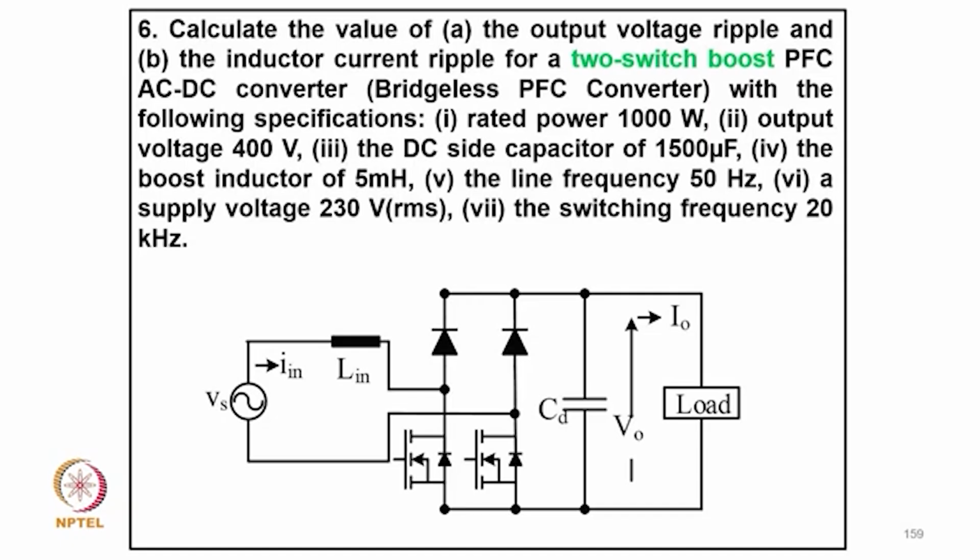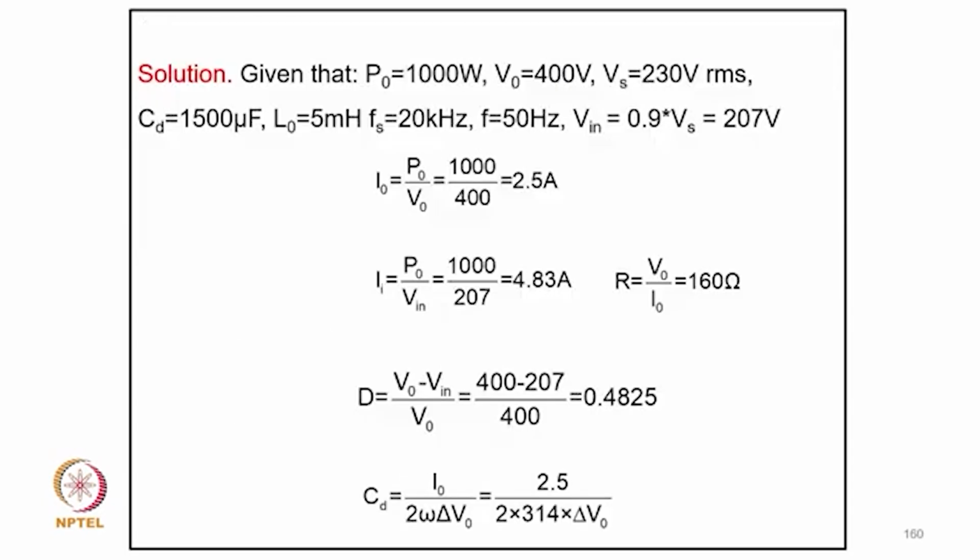So you can see the circuit of the bridgeless boost converter. One converter operates in the positive half cycle on the left side, the other operates in the negative half cycle, and you get a regulated voltage across the load. So coming to the solution, all the equations are given.